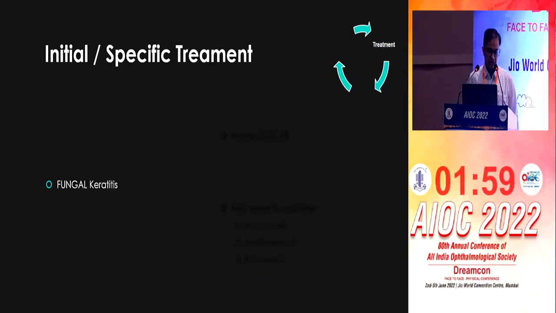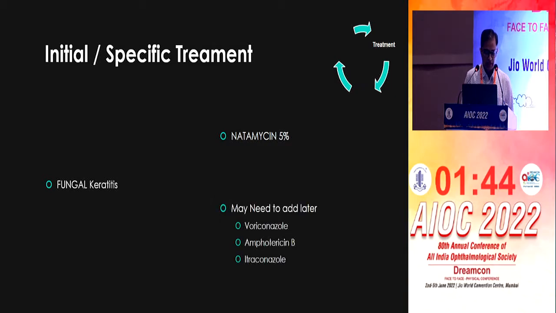Fungal keratitis, natamycin is the drug of choice. You don't start with voriconazole or amphotericin B. You start with natamycin. That is the standard preferred treatment. You go on with 1 hourly, and you may have to add voriconazole, amphotericin B, itraconazole later.